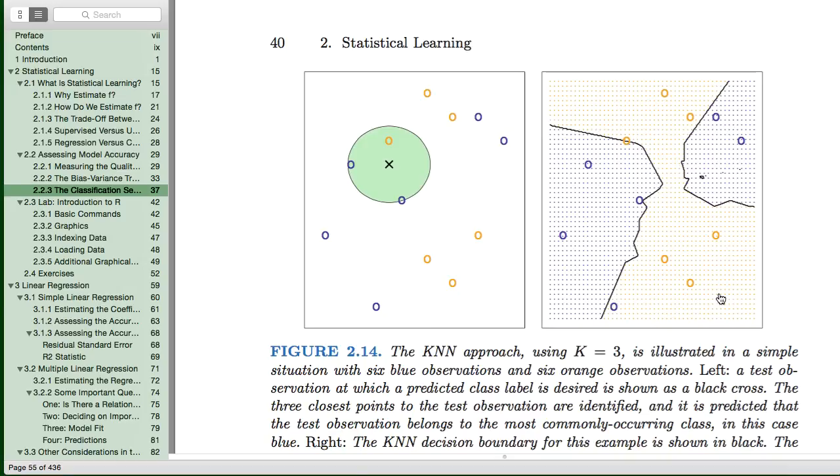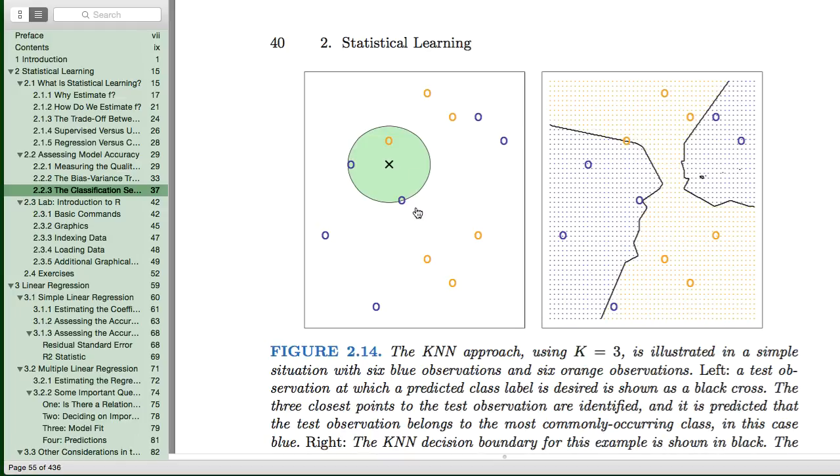The decision boundary here tells us that if we were to put a cross in any of these locations, the KNN classifier would call it orange. And if we were to put it anywhere in any of these, the KNN classifier would call it a blue circle.